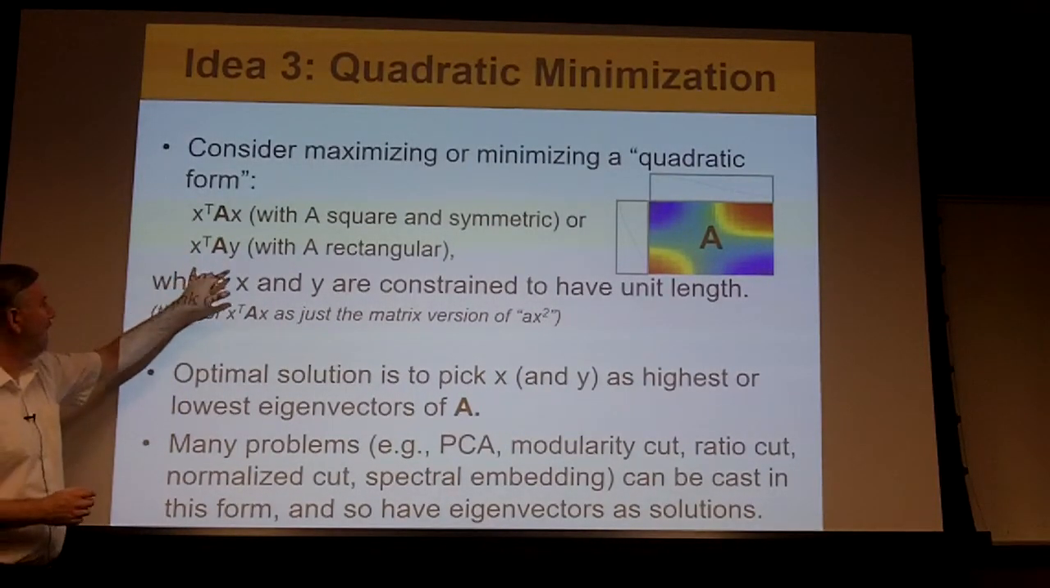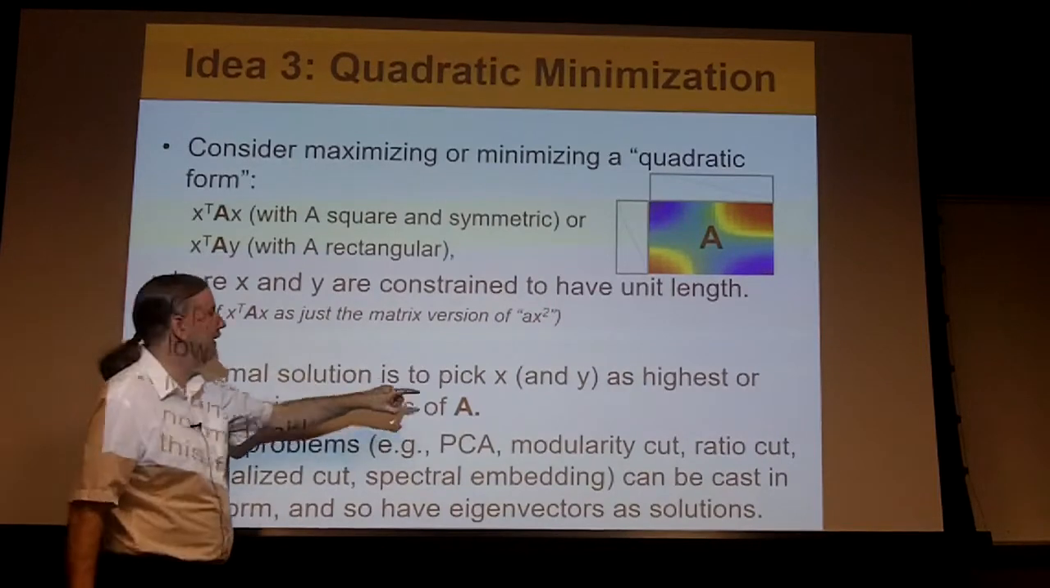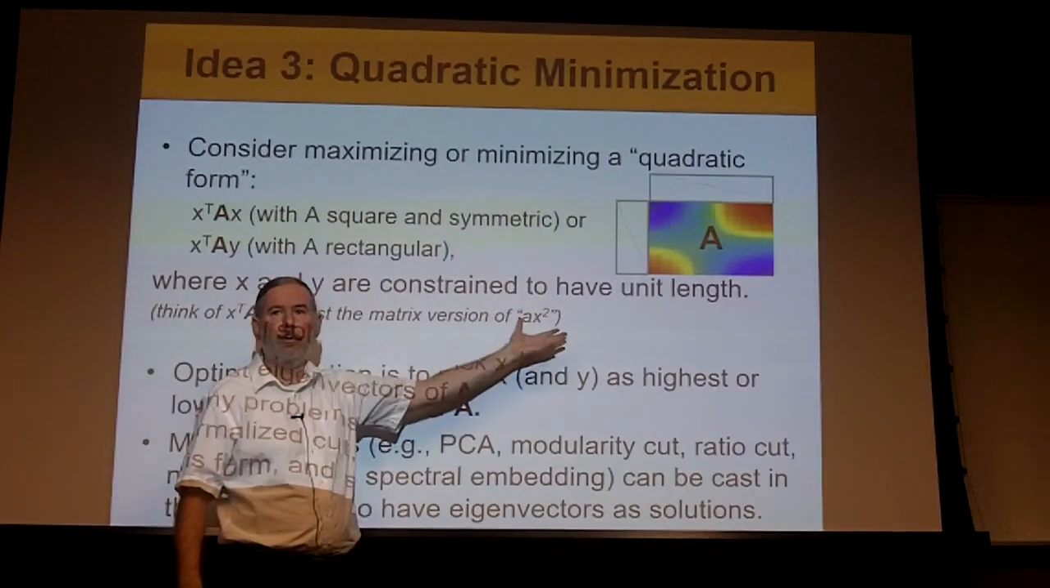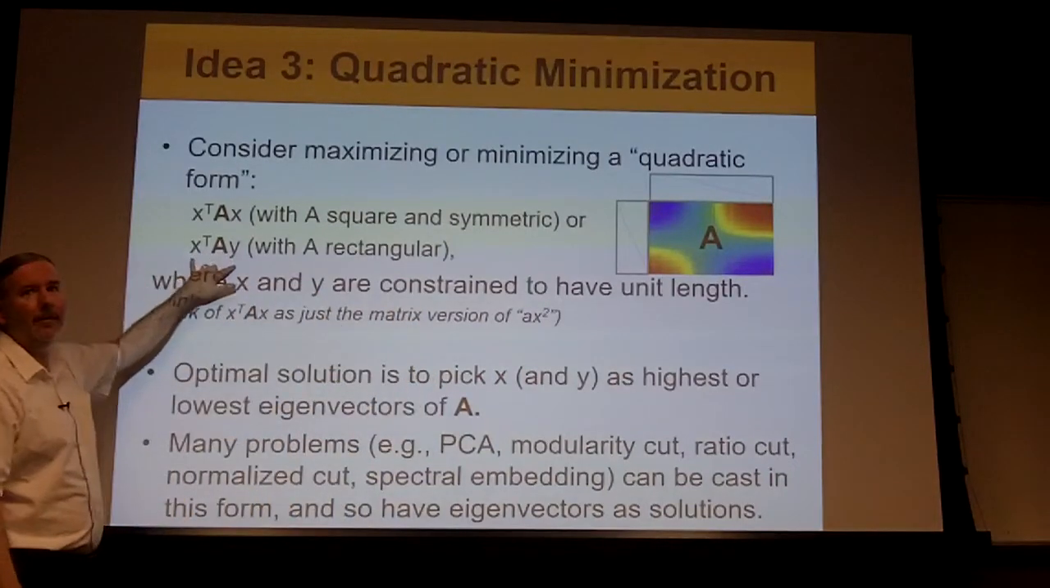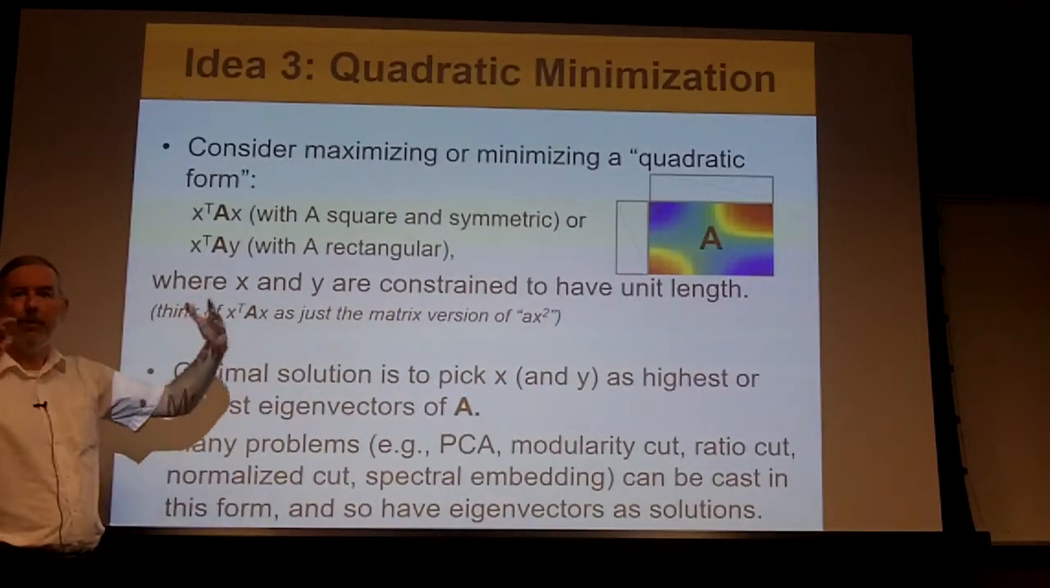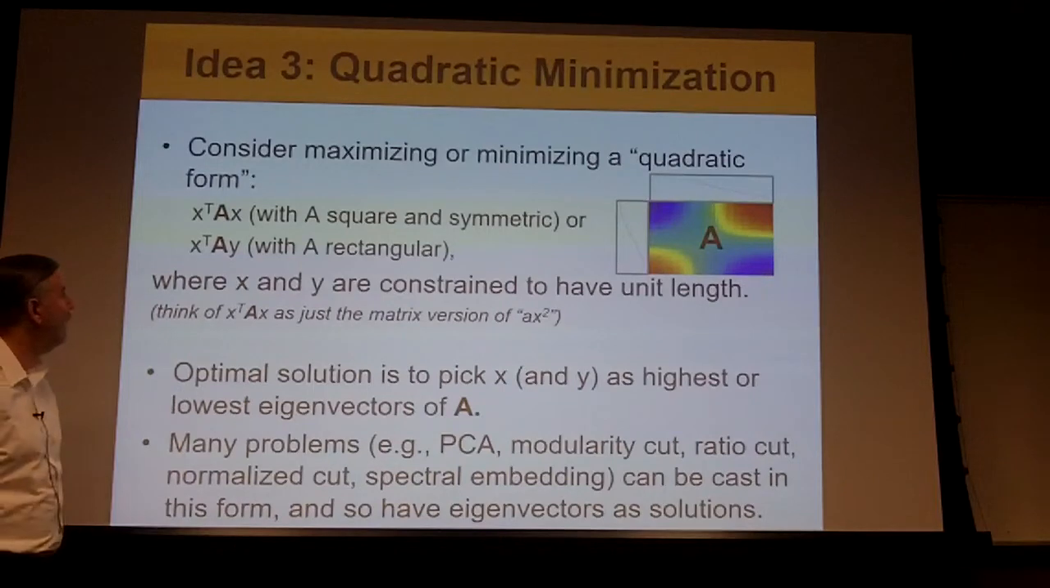I like to think of this as the matrix-vector version of just ax squared. We're all comfortable with a constant times a variable squared. That's basically what this is, just when we talk about grown-up things like matrices and vectors.